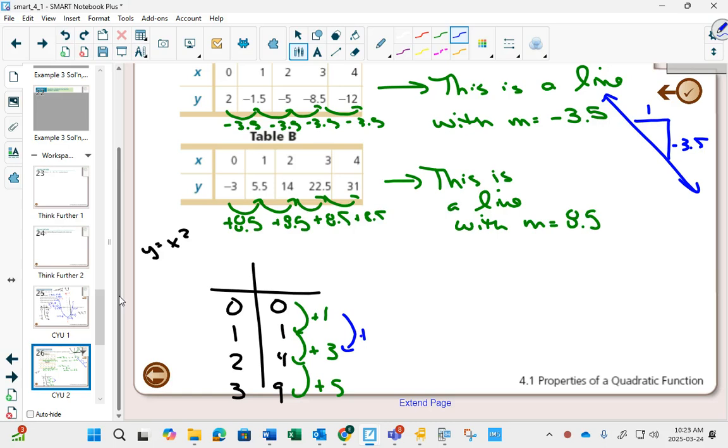But then if we look at how these ones are changing, now they're the same, going up +2 each time. If the second differences are always the same, you will always have a quadratic function. If the first differences are the same, like the ones that we did, you'll always have a line. If the second differences are the same, you will always have an x squared. What do you think you'll have if the third differences are always the same? An x cubed graph.